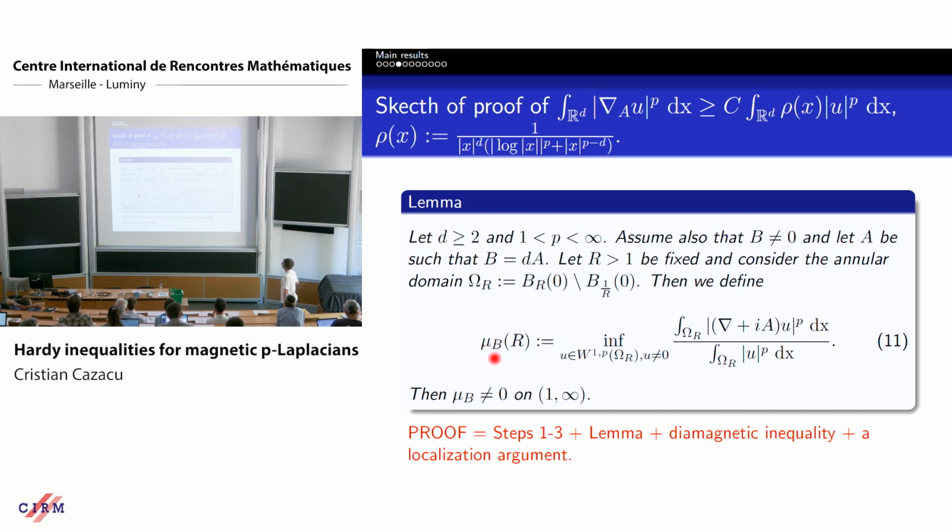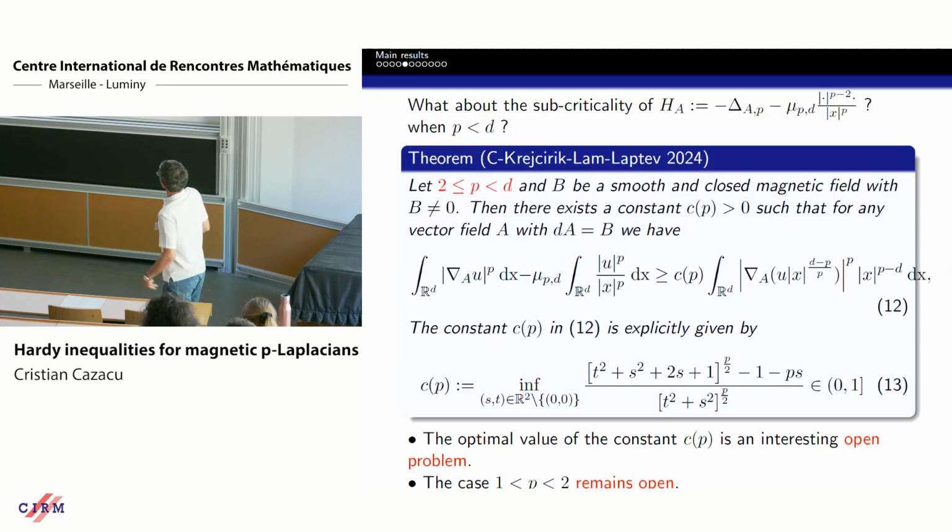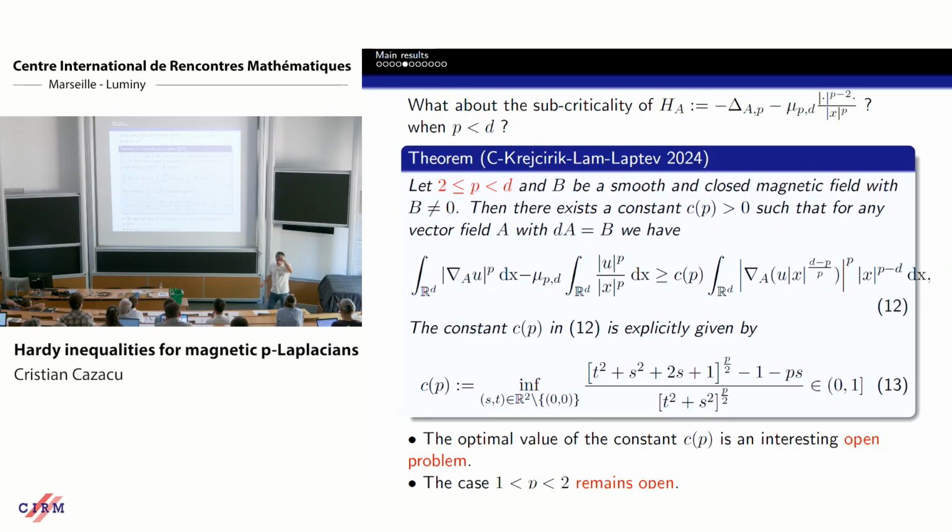If you assume that the infimum is 0, then you will get that A must be an exact form, but A being an exact form will imply that dA is equal to 0, so it will imply that B is equal to 0, which contradicts our assumption. So basically, when gluing these 3 pieces with a localization argument, we get this result. Okay. So now this was for the p-Laplacian, but now the magnetic p-Laplacian.